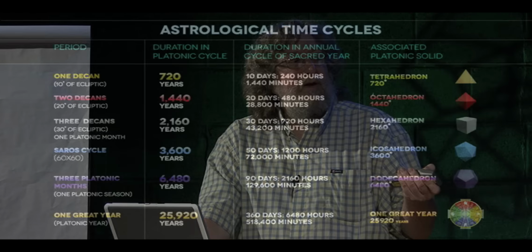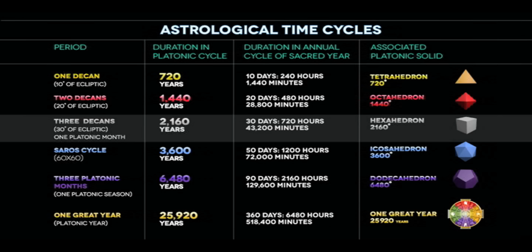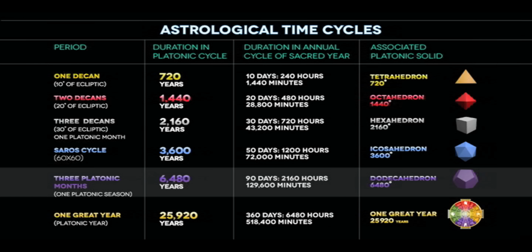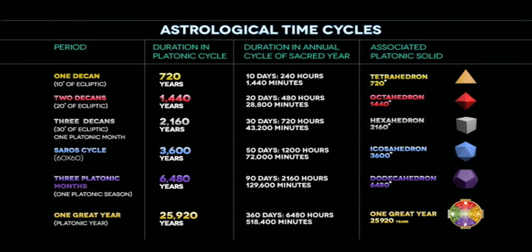You'll notice that 3 decans, or 1 Platonic month, in the Platonic year was 2,160 years, but in the sacred year of 360 days, again, there's that 43,200. So, and go down here, the 1 Platonic season of 6,480 years, 129,600. So if you're taking notes and writing these down, you're going to find that you're writing down the same numbers over and over again, simply raised to different orders of magnitude.